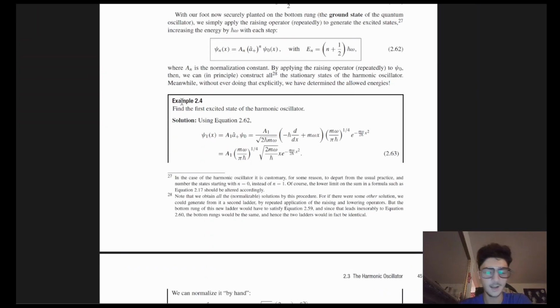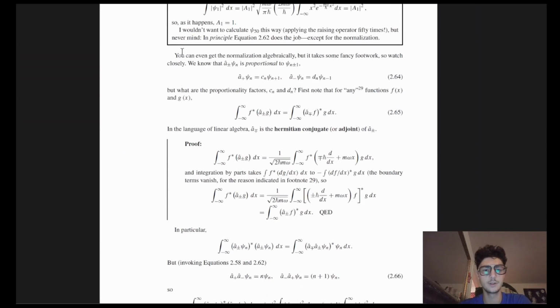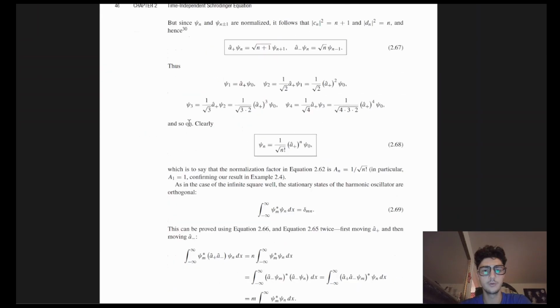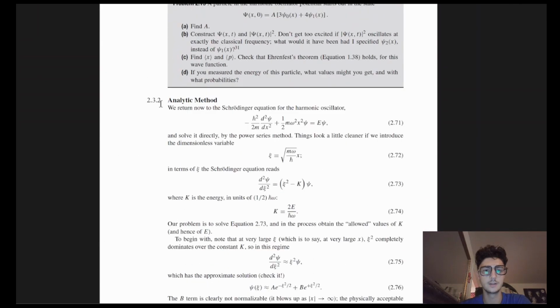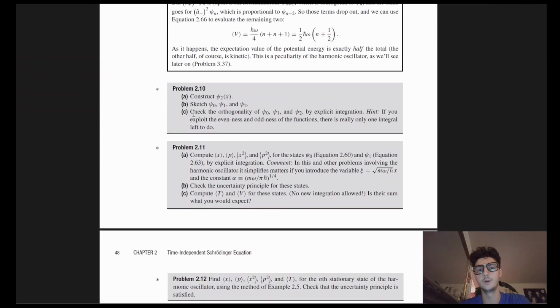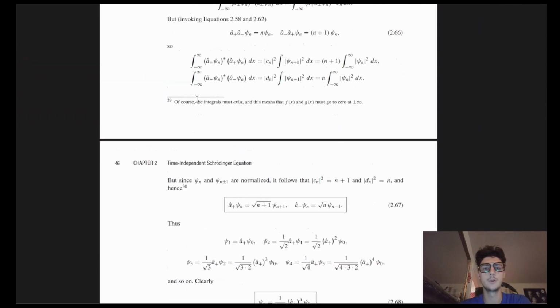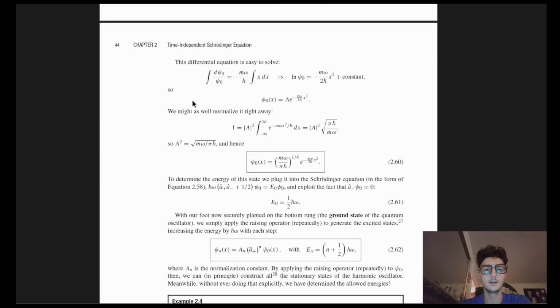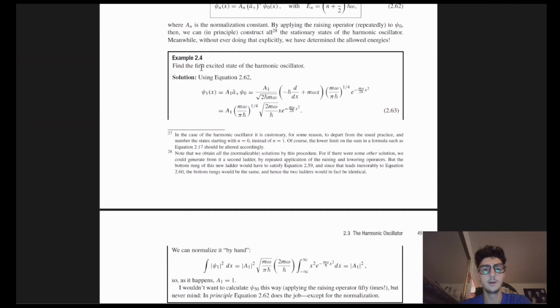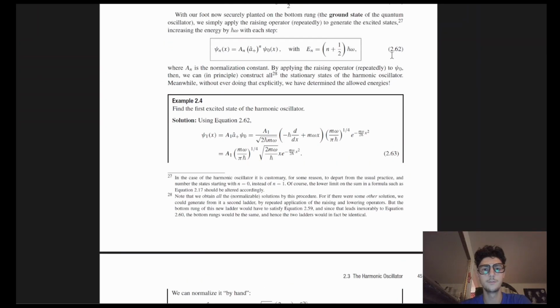Super cool. Let's check the example. Actually, let's see what's after the example. We got a bit more stuff, a proof, ooh, some more stuff, and another example, and then the section ends here. So that was the bulk of what happened here, the raising and lowering operators. Feels confusing? No stress. Let's check this example. The example that I was looking at was right here. Find the first excited state of the harmonic oscillator using equation 2.62. Boom.